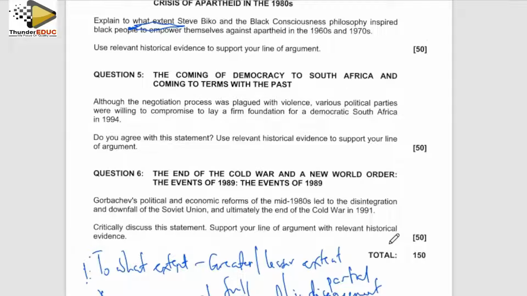Then you can reaffirm a key point. It was through black consciousness that black people got to realize their self-worth in South African society, leading to ultimate independence in 1994. You have tied up your conclusion.